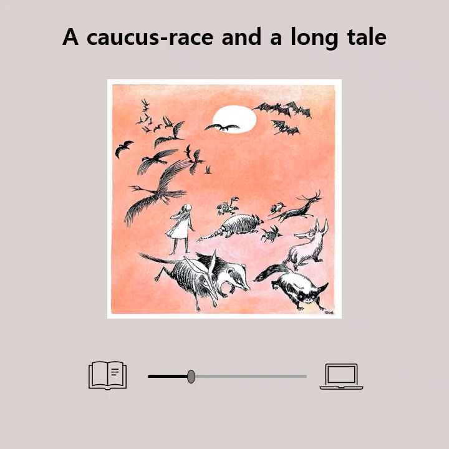Chapter 3: A Caucus Race and a Long Tail. After the pool of tears threatens to drown Alice, she encounters a group of creatures led by the dodo. The dodo suggests they dry themselves off with a caucus race. There are no rules to the caucus race.